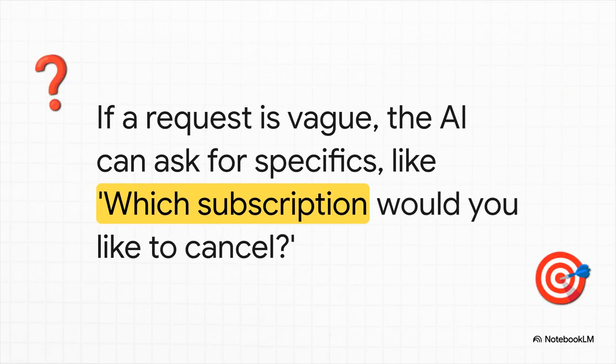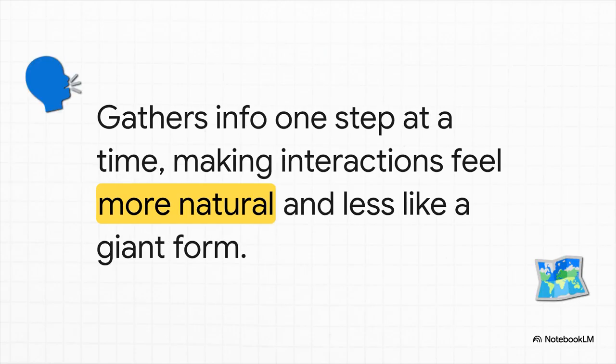Or what about when your request is a little vague? You say, cancel my subscription, but you have two of them. Instead of guessing, the AI can now just ask for clarification. Got it. Should I cancel the Pro plan or the Enterprise plan? No more guesswork. This also makes for a way more natural, conversational experience.